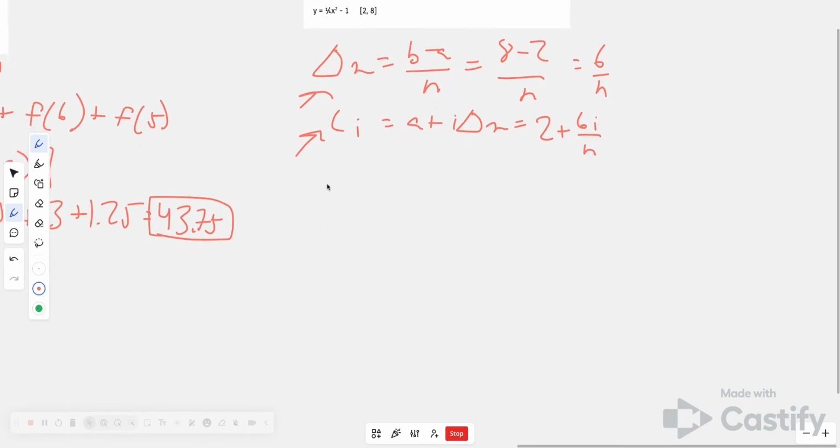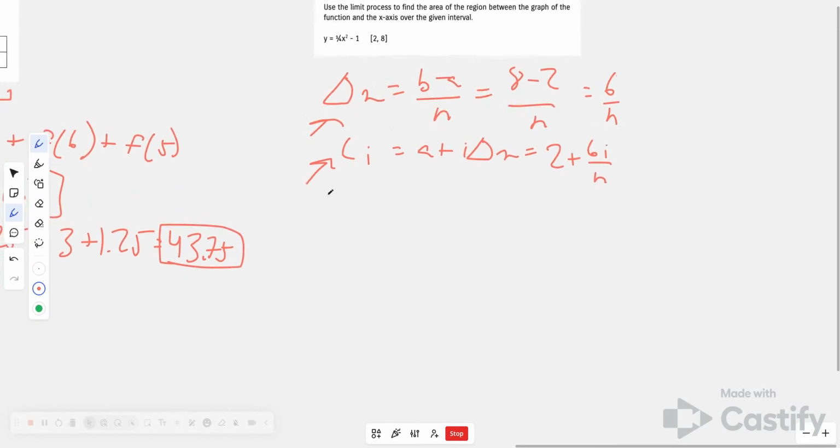So now we can start the computations. Remember to carry out your limit notation and summation notation throughout the entire problem. 2 plus... So we're going to plug this value into f and then multiply that by our delta x value. And now we're going to have to substitute that into the function.